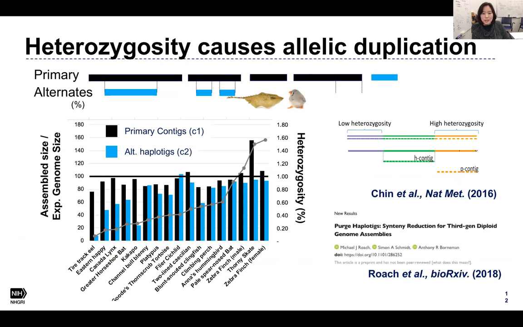Here, the skate and the zebra finch female genome were the most highly heterozygous genomes. So here, you can see the primary contig size, the sum of all the primary contigs. You can see that the sum goes a lot higher than the expected genome size. And so here we run purge haplotigs to deduplicate those contigs.